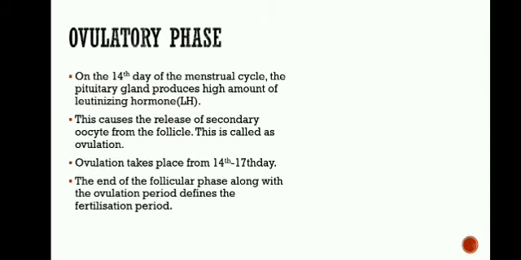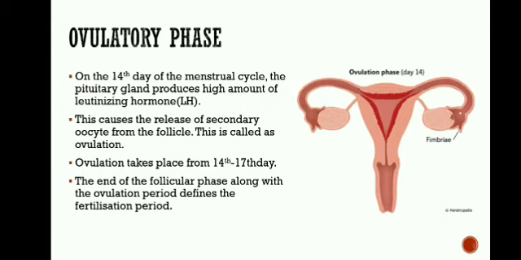The ovulatory phase. On the 14th day of the menstrual cycle, the pituitary gland produces a high amount of luteinizing hormone. This causes the release of the secondary oocyte from the follicle. This is called ovulation. The ovulation takes place from the 14th to 17th day. The end of the follicular phase along with the ovulation period defines the fertilization period.